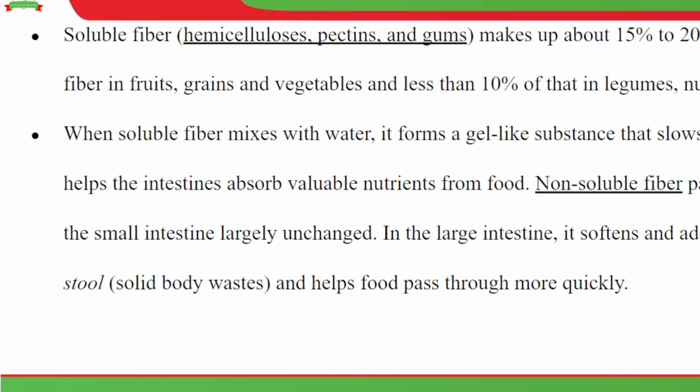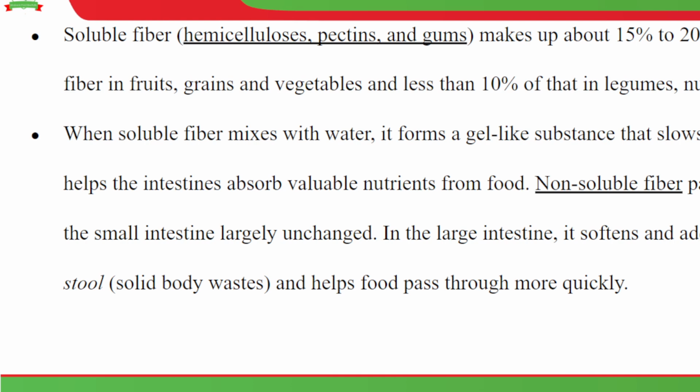So basically, soluble fiber here includes hemicellulose, pectins and the gums, and they make up 15% to 20% of the total fiber in fruits, grains and vegetables, and less than 10% of that in the legumes, nuts and seeds.